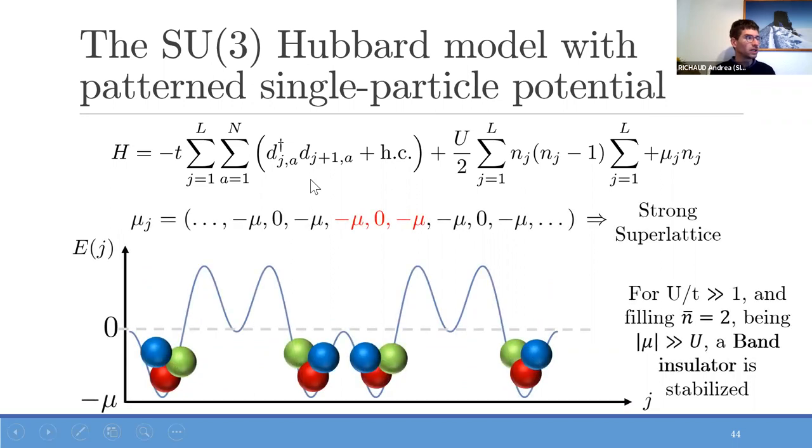Then we focus on another limit, the limit in which you have a strong superlattice. So there are shallower sites and deeper sites. And the pattern is minus mu, zero, minus mu, minus mu, zero, minus mu. This is the building block of the superlattice. And you can see that the fermions gather and are packed in the deeper sites, the ones having lowest energy. And in this case, you practically have a band insulator because you have filled whatever is possible. And so this is a trivial insulator.